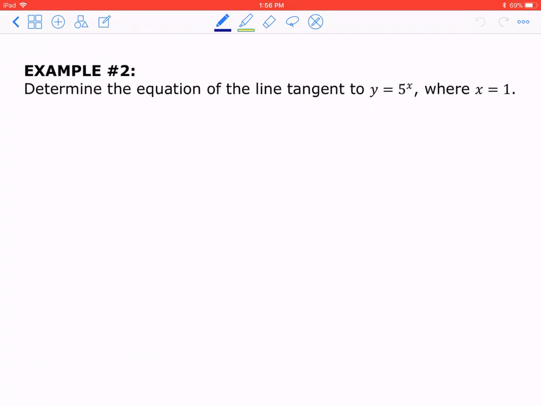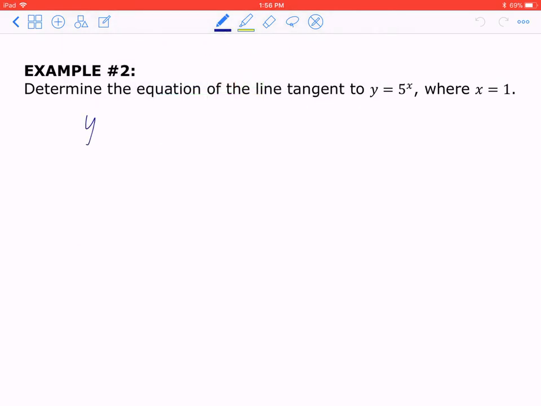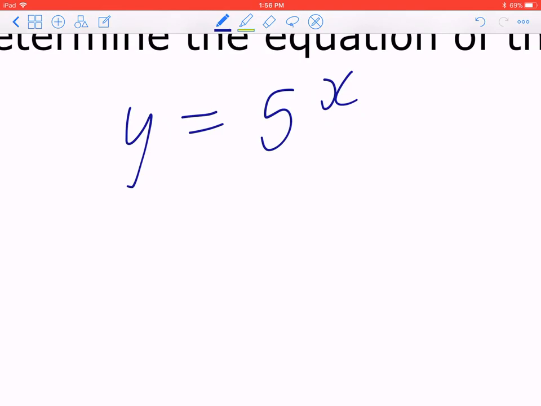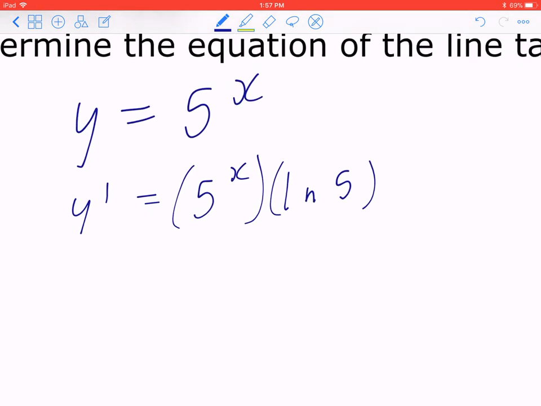Determine the equation of the line tangent to y equals 5 to the power of x, where x equals 1. Step 1, you have to find the general slope. If you have y equals 5 to the power of x, the derivative, y prime, is going to be 5 to the power of x times ln of the base, which is ln 5 in this case. The goal is to find the slope here.